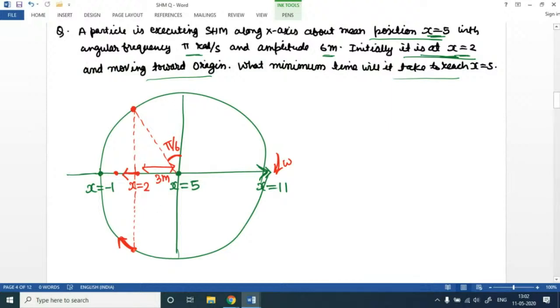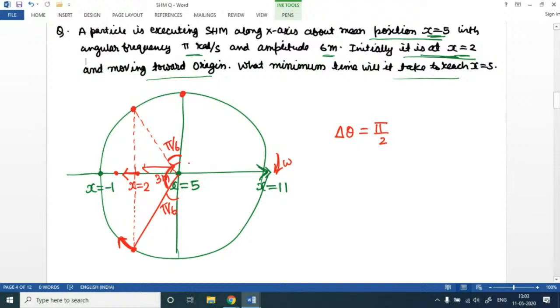So the nearest angular position would be this over here. So basically this angular displacement we want to cover. Okay, so this angle is nothing but pi by 6 over here. So delta theta, you should realize, is nothing but pi by 2.